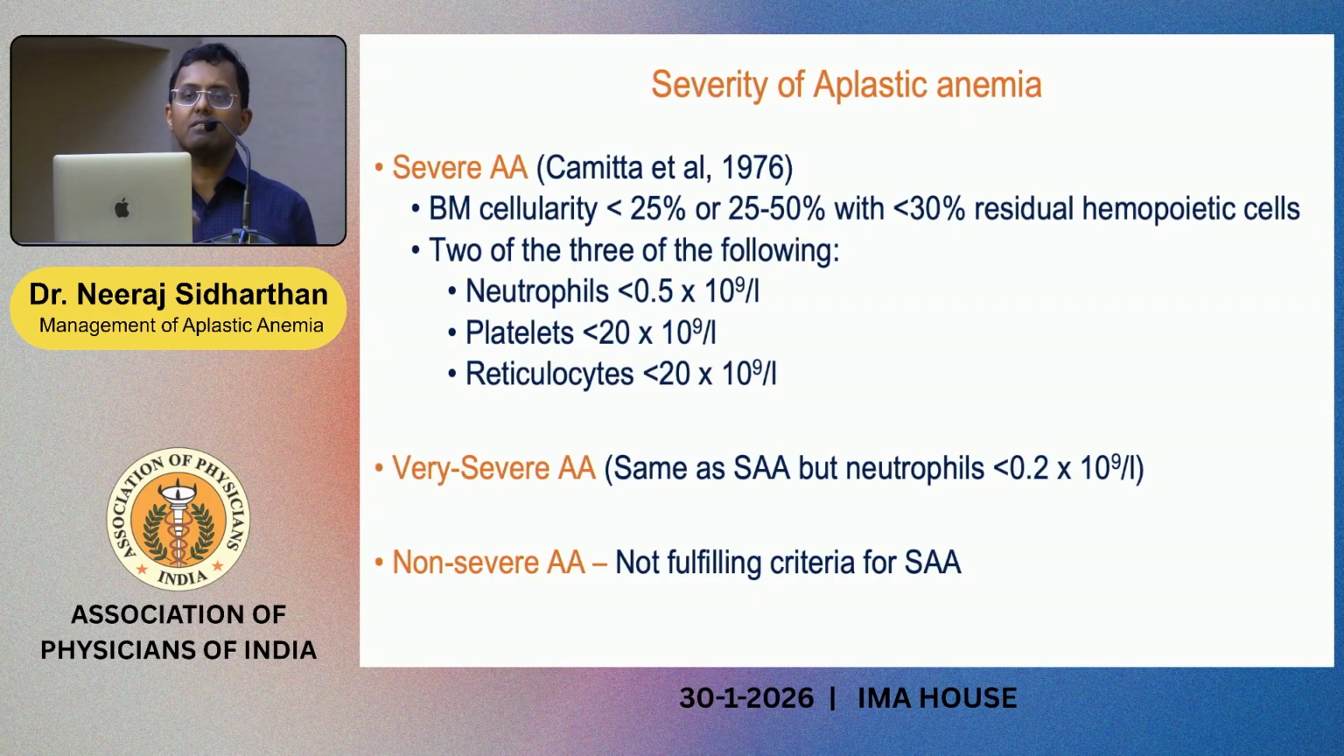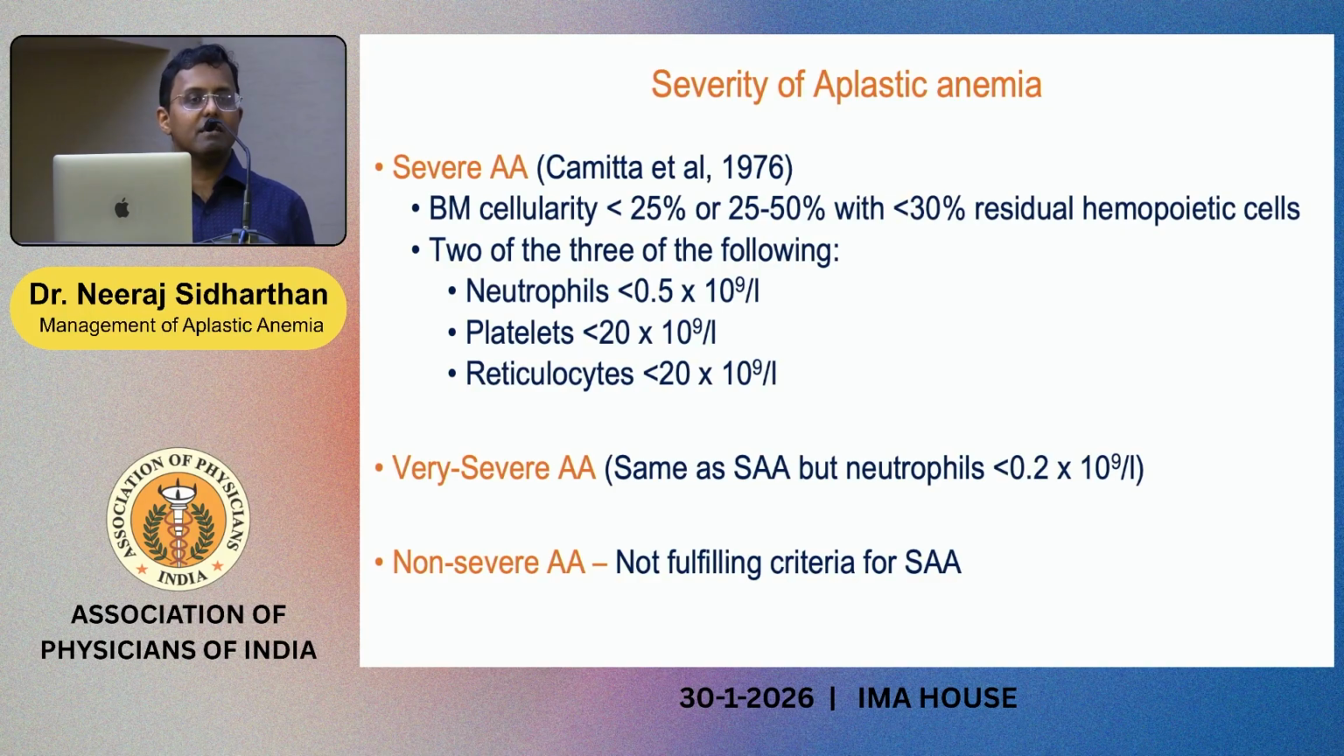So we can classify the severity of aplastic anemia. This is a very old classification, 1976. It's about 50 years old, but it is still followed. You need 2 out of 3 severity markers: neutrophils less than 500, platelets less than 20, and reticulocytes less than 20. And if you have these criteria and the neutrophils are further less than 200, then you call it very severe aplastic anemia. And non-severe aplastic anemia is where you don't fulfill these criteria.